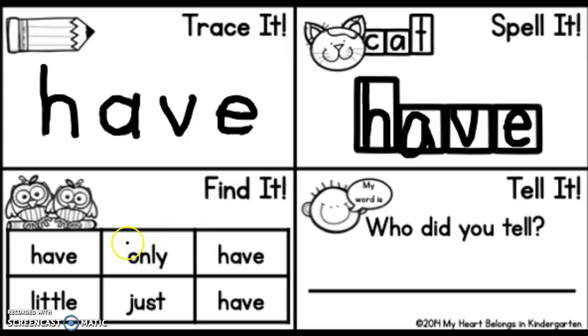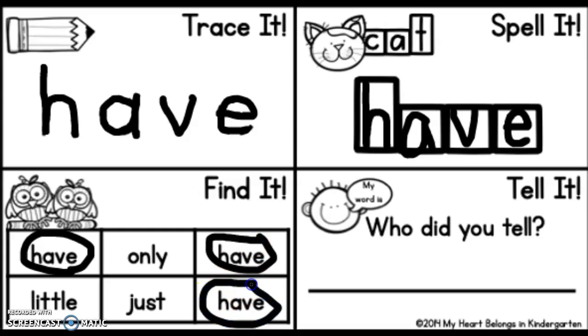Let's find the word have 3 times down below. If you're working on your worksheet, you may begin circling. If you're following along with me, go ahead and point to the word have or circle on your screen 3 times. All right, you've had some time, so I'm going to go ahead and circle on my screen. Have, and one more, have. Great job.